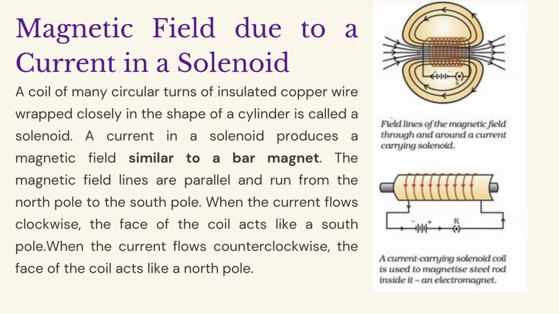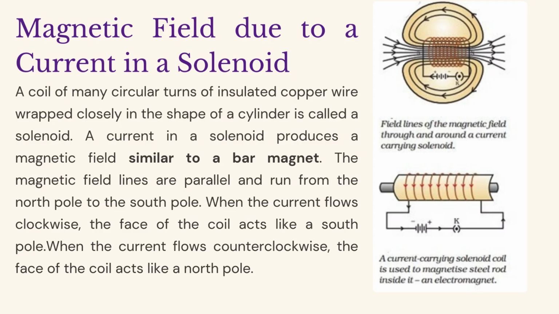Next important topic is magnetic field due to a current in a solenoid. A coil of many circular turns of insulated copper wire wrapped closely in the shape of a cylinder is called a solenoid. A current in a solenoid produces a magnetic field similar to a bar magnet. The magnetic field lines are parallel and run from the North Pole to the South Pole. When the current flows clockwise, the face of the coil acts like a South Pole.